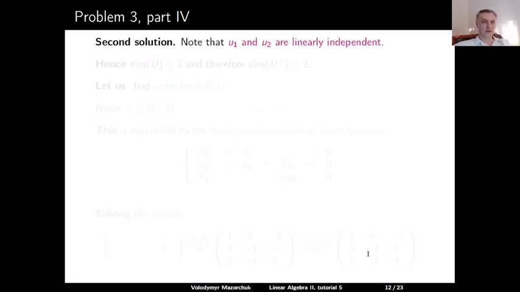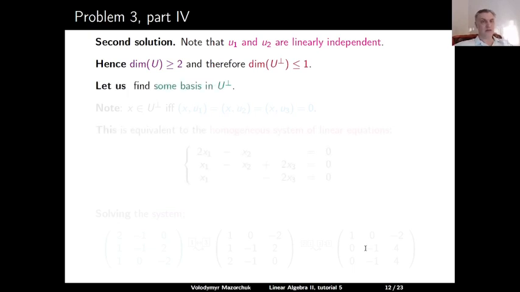Now let us solve the same problem in a slightly different way. Second solution. Let us note that u1 and u2 are linearly independent. This is very easy to see looking at these vectors. Hence, the dimension of U is at least 2, and therefore the dimension of the orthogonal complement of U is at most 1. So let us find some basis in the orthogonal complement to U.